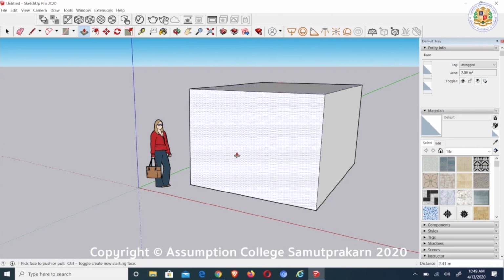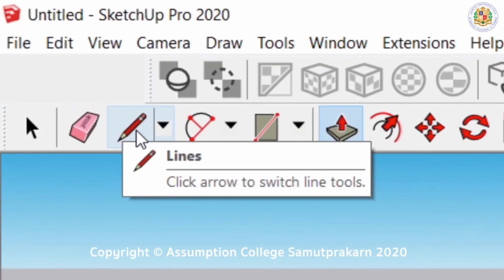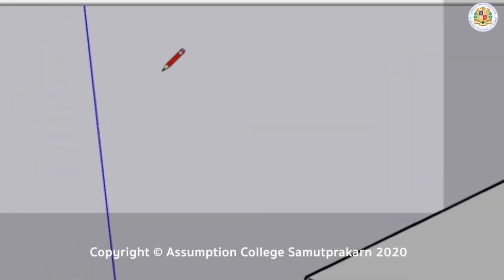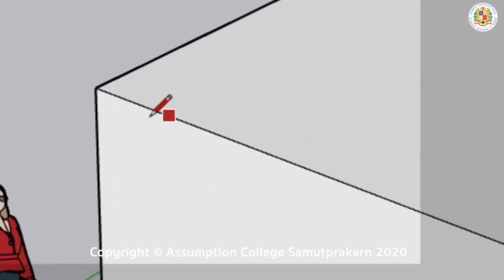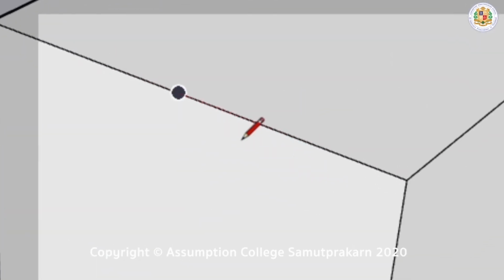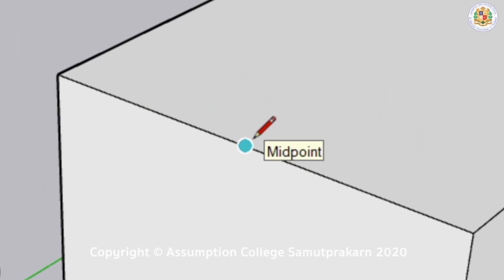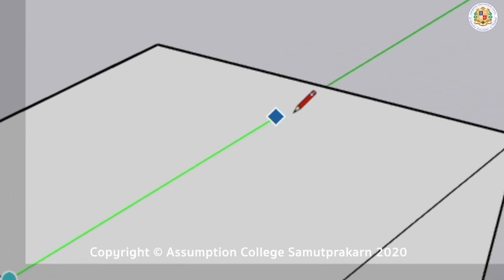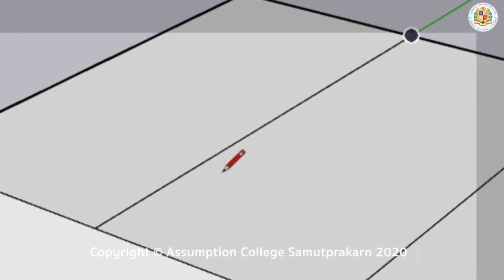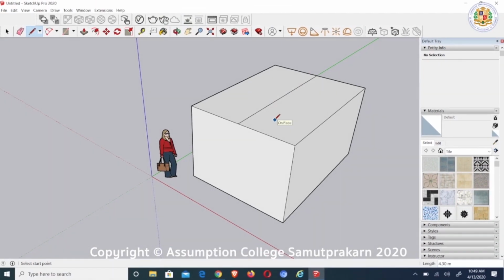Now, next tool that we're going to use is the line tool. The line tool is over here. It looks like a pencil. So click that, and we're going to draw from the top of the box. When you see the first line, find the midpoint. From that midpoint, click and drag it to the other midpoint and click to lock. Now it looks like this.